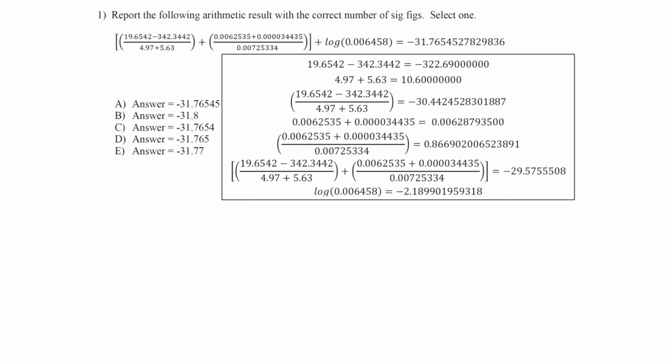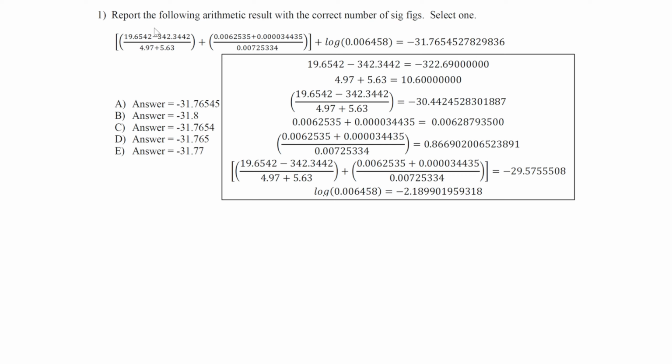Okay, so let's solve our first arithmetic equation. So we have 3 different things we're adding together. We do have parentheses showing the order of operations. So let's start with the one on the left. We'll work right and we'll add them all together.